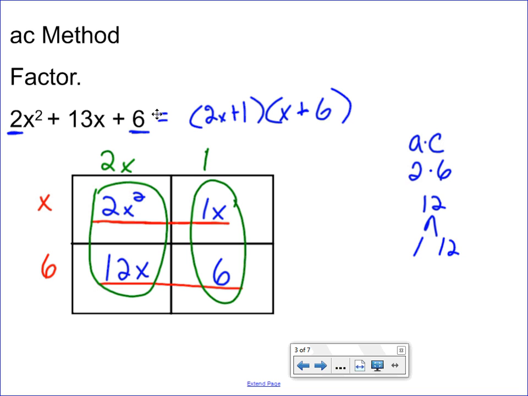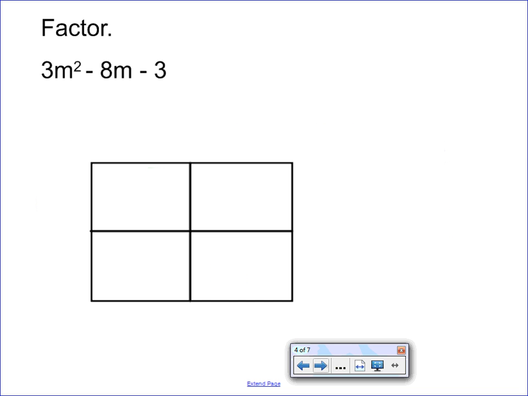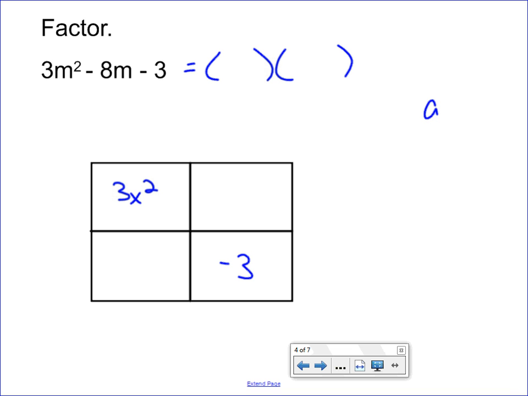So let's look at another one. I've got 3m squared minus 8m minus 3. So we want to know what it factors into. Again, I know that this is going to be a 3m squared. I know that this is going to be a negative 3. Then I go over here and do my side work.